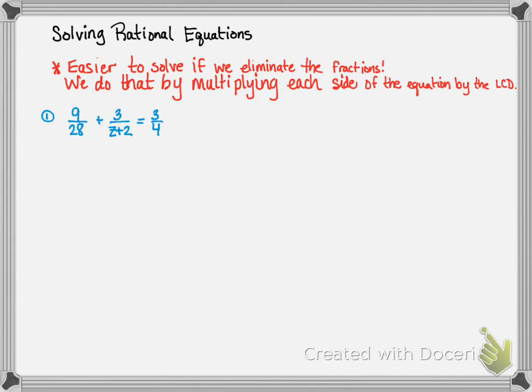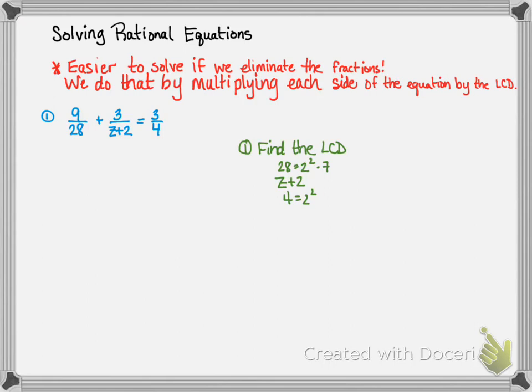Okay, so our first equation is 9/28 plus 3 over z plus 2 equals 3/4. Our first step is to find the LCD, the least common denominator. An easier way to do that is by finding the prime factorization of the denominators. So 28 is equal to 2 squared times 7. z plus 2 is factored as much as it can be, and 4 is equal to 2 squared.